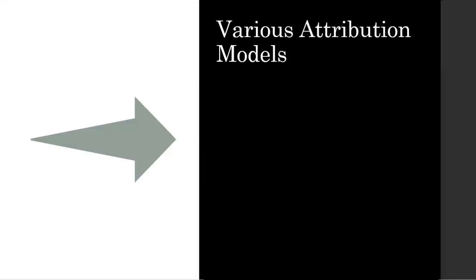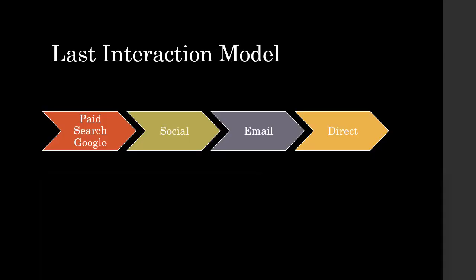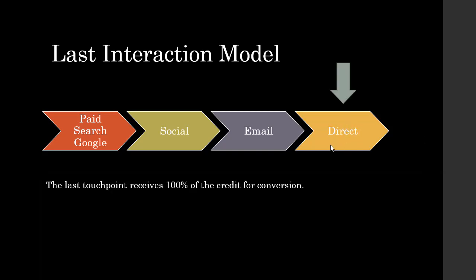Google provides various attribution models to help you solve this problem. These models are last interaction, last non-direct click, last Google Ads click, first interaction, linear attribution, time decay, position-based, and custom that you can create on your own. In the last interaction model, all of the credit for conversion goes to the last channel that the user came through. In our example, that'll be the direct channel.